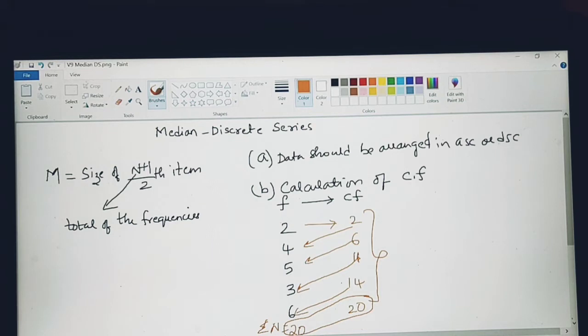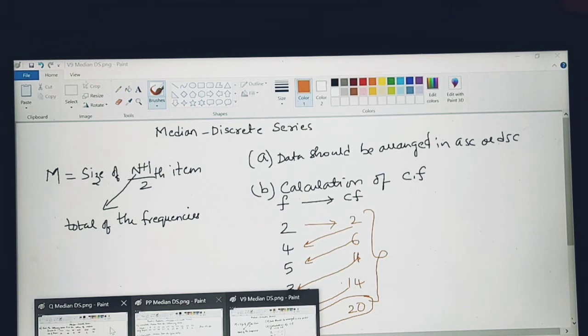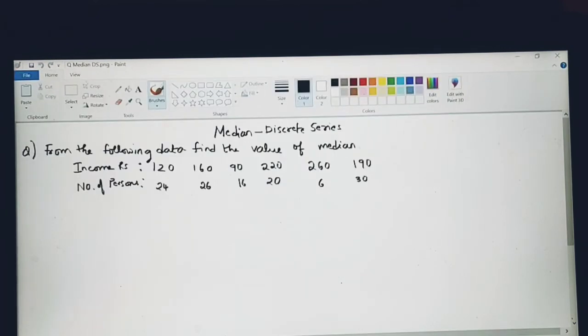Let's get into the example of a discrete series problem. Here I have the question: from the following data, find the value of median. Income and number of persons are given to you. The first thing you need to do is arrange this data in ascending or descending order. Let me name income as X and number of persons as F. So now, X column and F column.